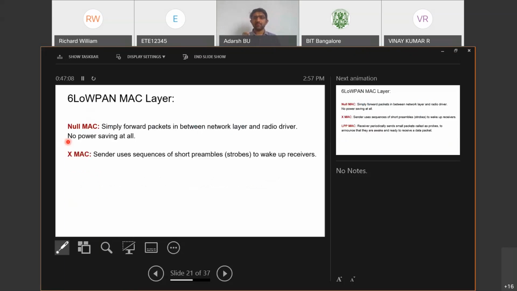Okay, next one is XMAC. In XMAC, the sender uses a sequence of short preambles, like strobes, to wake up receivers. For example, we both are sensor devices, and many sensor devices are there, and I'm also one of the transmitters. I want to transmit some information to you. I won't directly transmit the actual information. Instead I will just tell it in short strobes, like hey, hi, hi, hi, repeated strobes that will be transmitted. These strobes are just to make the receiver wake up. Because the receiver is always very concerned about its power, it will be in a sleep mode.